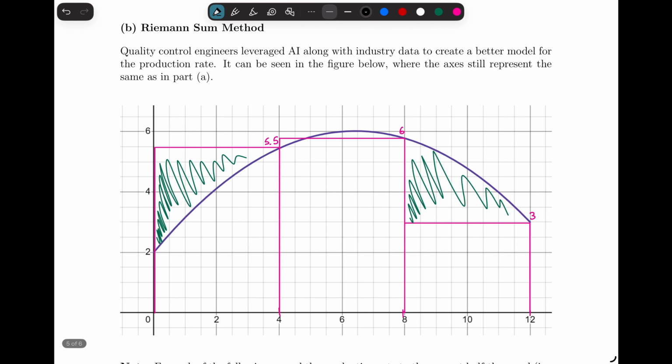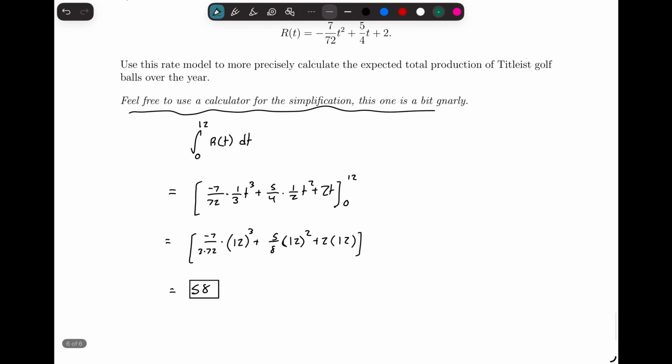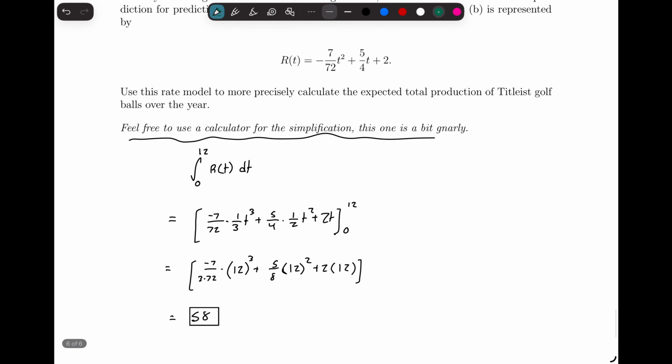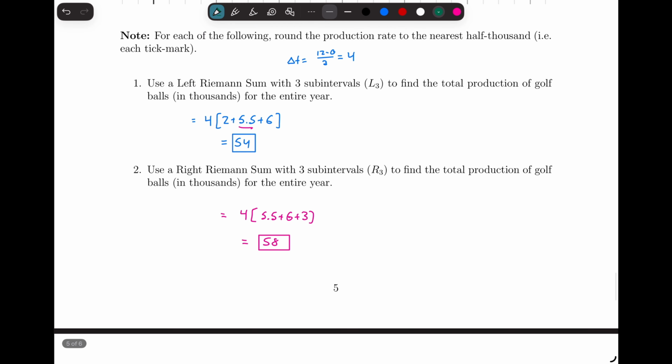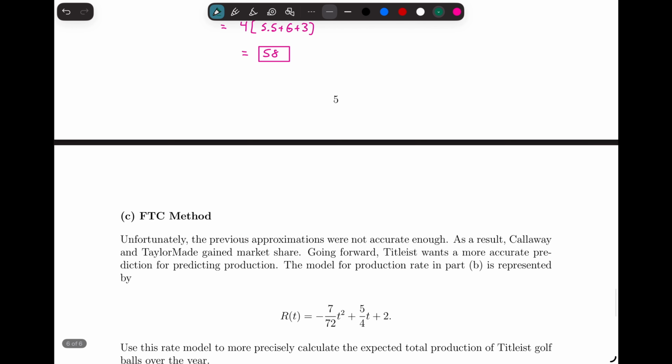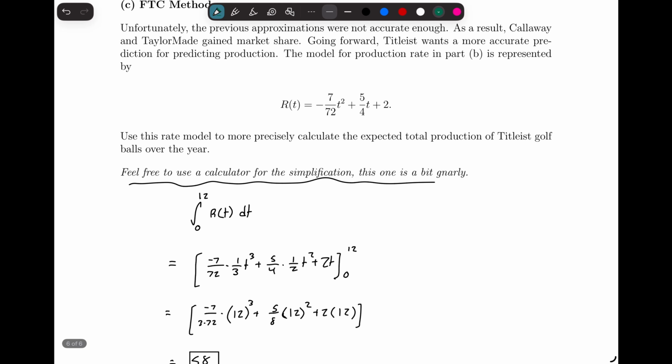As you can see, there's a whole lot of error throughout. It's just purely coincidental that those boxes above and below the curve equal out. So there's no takeaway there to be made. I think if anything, the biggest takeaway is that Riemann sums are inherently a little bit inaccurate, but as you increase the number of subintervals and decrease each subinterval width, it'll be more accurate. But in this method, using the fundamental theorem of calculus, we get an exact answer because we can analytically find the antiderivative and thus find the total production of golf balls.